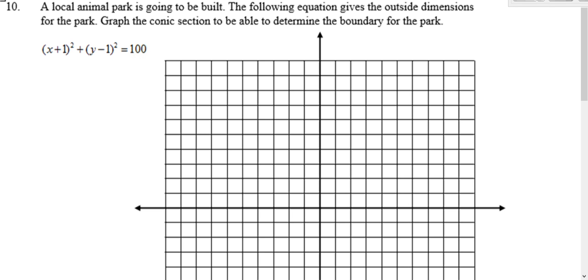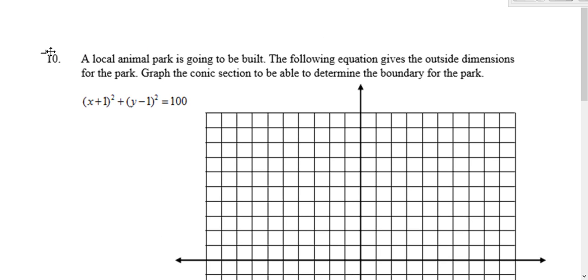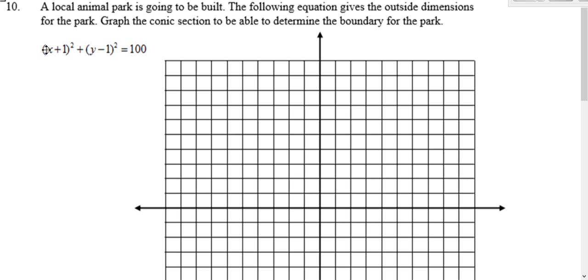For this problem, we have a lot of graphing of conic sections. First, this is the equation of the enclosure: (x plus 1) squared plus (y minus 1) squared equals 100. You have to identify which type of conic section that is. Since it's an x squared and a y squared with the same numbers associated, that means it's a circle.